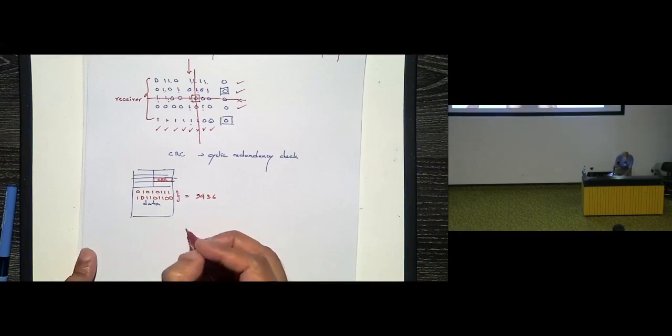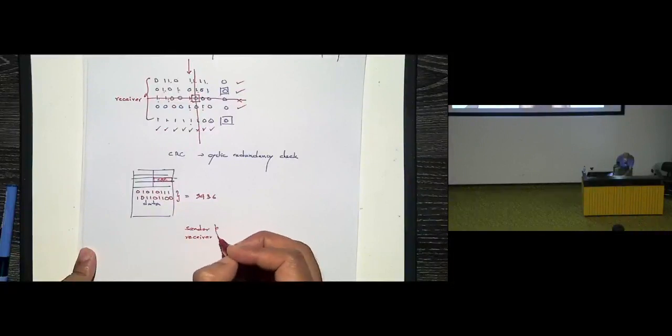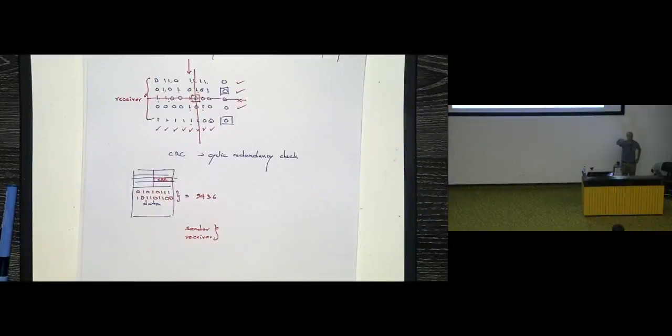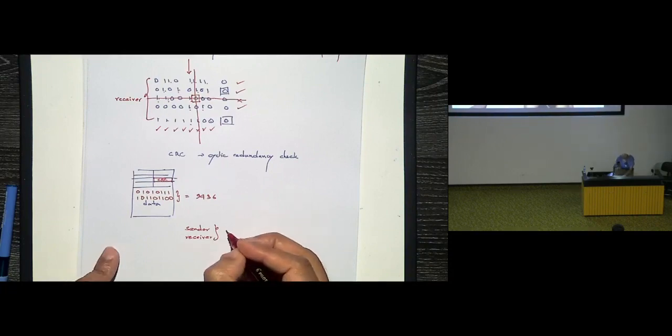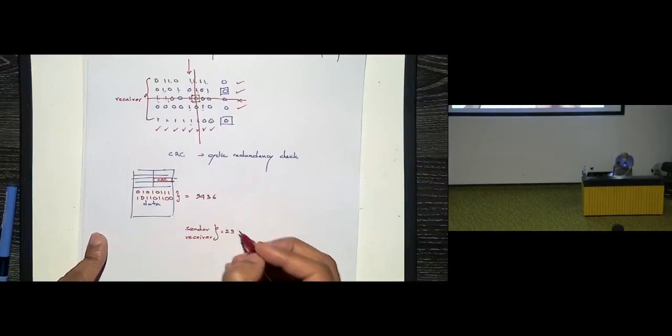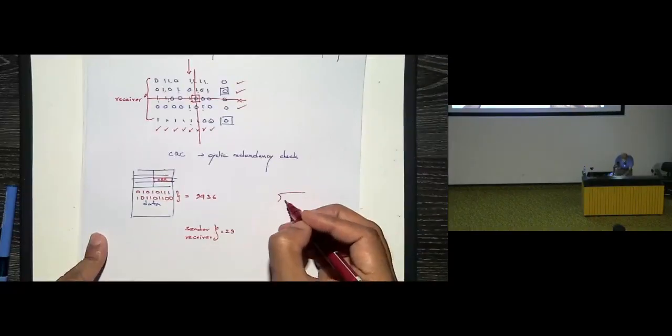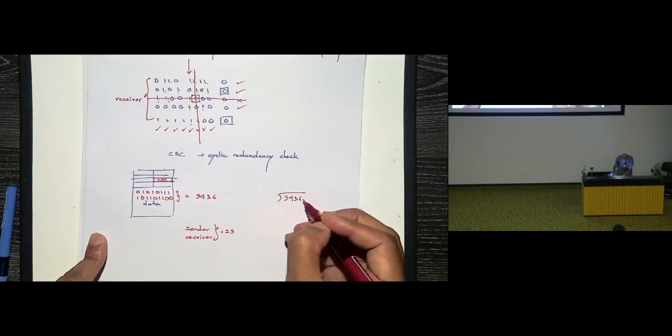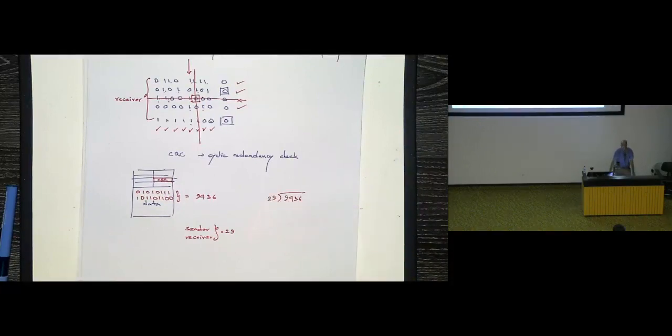Now both the sender and the receiver have to agree on another number. So you both have to know this. Let's say that number is 29. This is a number we both know. So what I'm going to do is, at the sending side, I will divide 9436 by 29.